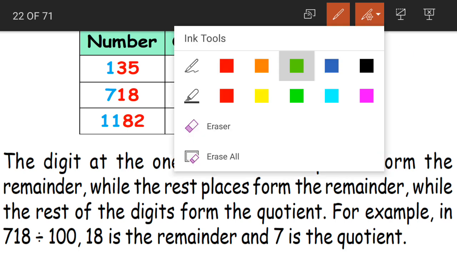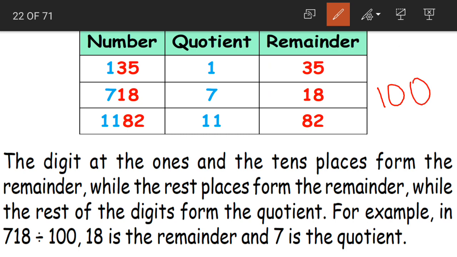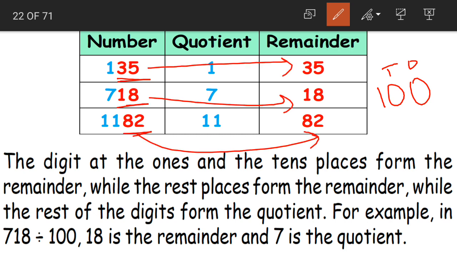Yes. Now in 100, where do we have zeros? In ones and tens place. So the digits in ones and tens place form our remainder. Okay children, in 100 we have zeros in the ones and tens place. So the digits in ones and tens place of the dividend, this is the dividend, yes, they form our remainder.